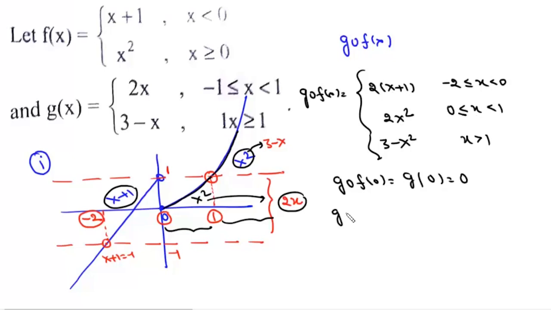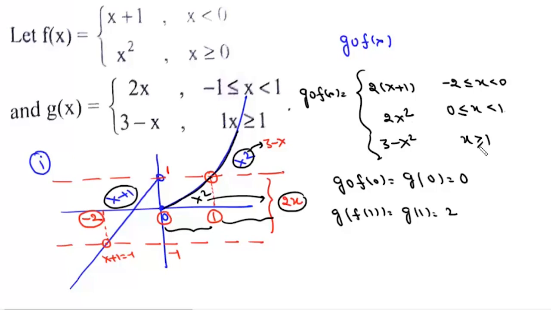And in the same way, we'll find g of f(1). Now f(1) is 1, so it'll be g(1), and g(1) is 3 minus x, which is 2. Now if we put 1 here, it is 2. If we put 1 here, it is 2. Since it is continuous at 1, we can put this equality sign anywhere. So that is the definition of g of f(x).